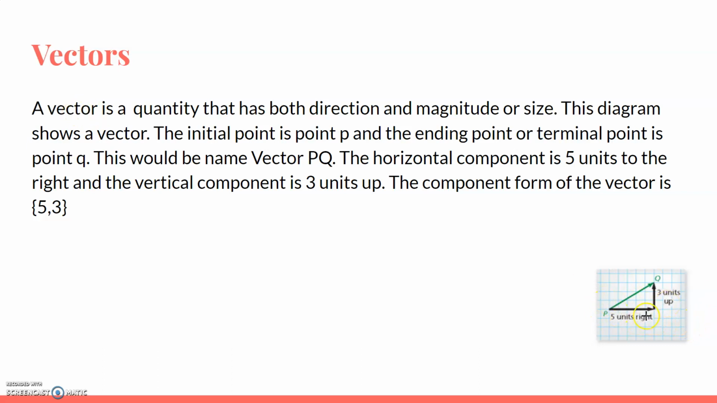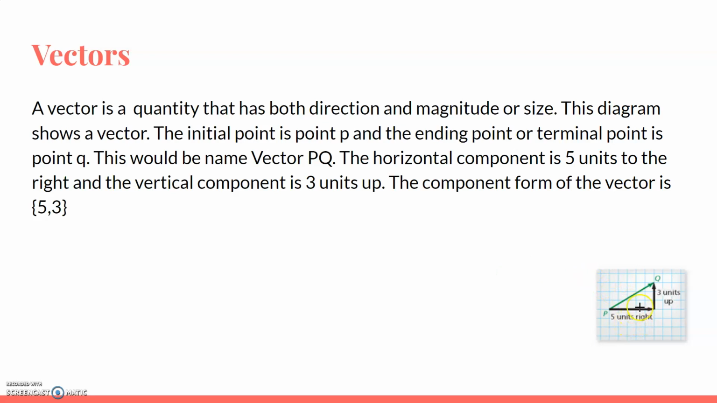We have a horizontal component and a vertical component, and that's how we use it in geometry, at least for now. This is how a vector diagram would look, with the horizontal component and the vertical component not necessarily drawn all the time, but this is just for illustration at this point of time. But this is the actual vector. So the initial point is point P and the ending point or terminal point is point Q. You would just name this vector PQ with the starting and ending points.